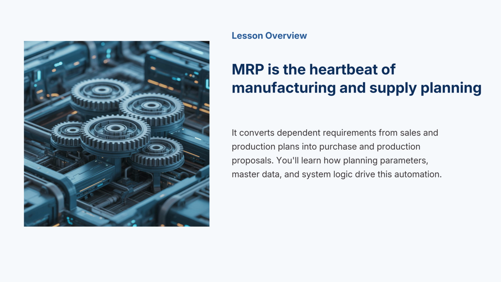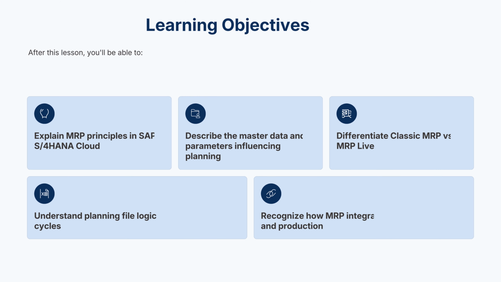Material Requirements Planning, or MRP, is the foundation of every manufacturing and procurement system. It ensures that customer orders, forecasts, and production demands translate into actionable procurement and production proposals. You'll learn how MRP operates conceptually, which data it depends on, and how its logic drives business efficiency in SAP S/4HANA Cloud. By the end of this lesson, you will be able to explain the core logic of MRP and describe its integration within supply chain operations.